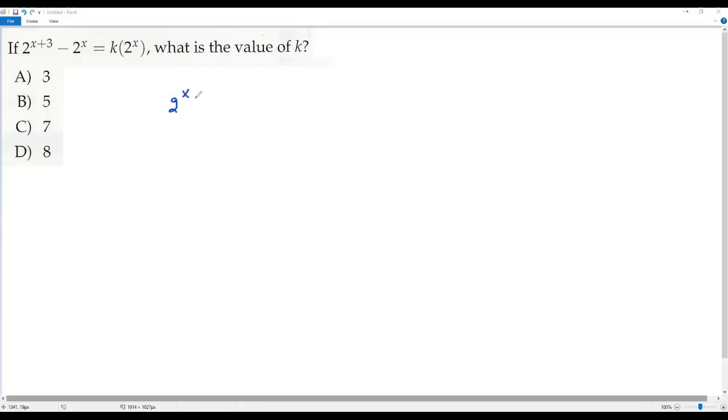Okay, let me write the equation again. 2 to the power x+3 minus 2 to the power x equals k times 2 to the power x.